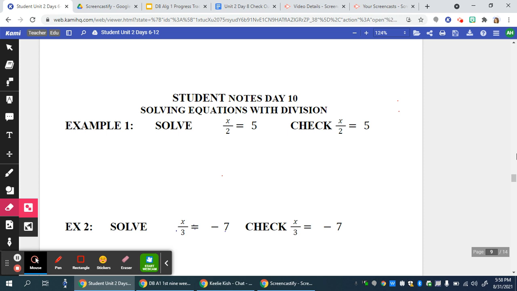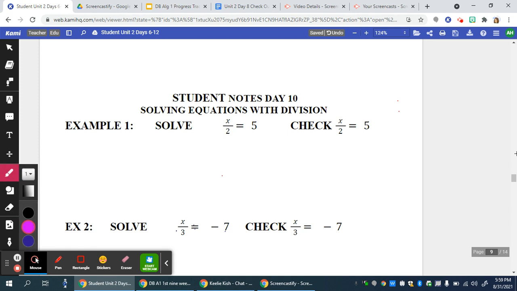This is Unit 2, Day 10. Although your notes may say Day 12, it is actually Day 10. Okay, so we are going to get going. Today is solving equations with division. I guess I shouldn't say today. These notes are solving equations with division.